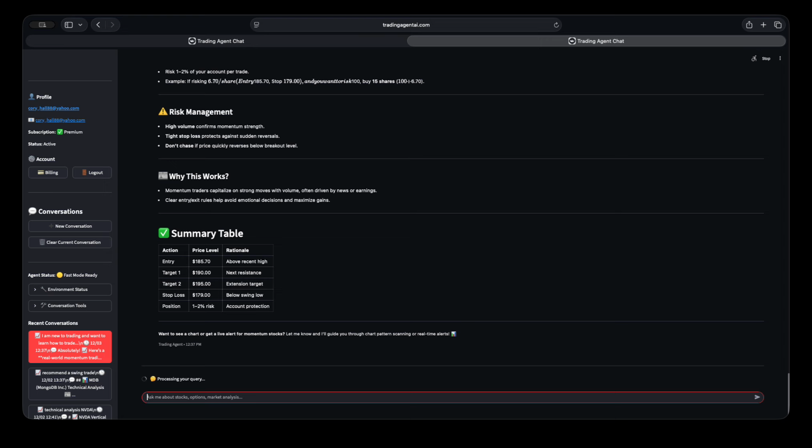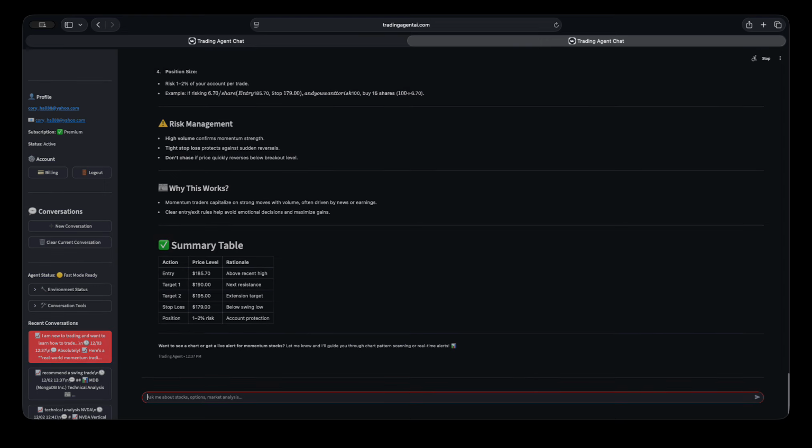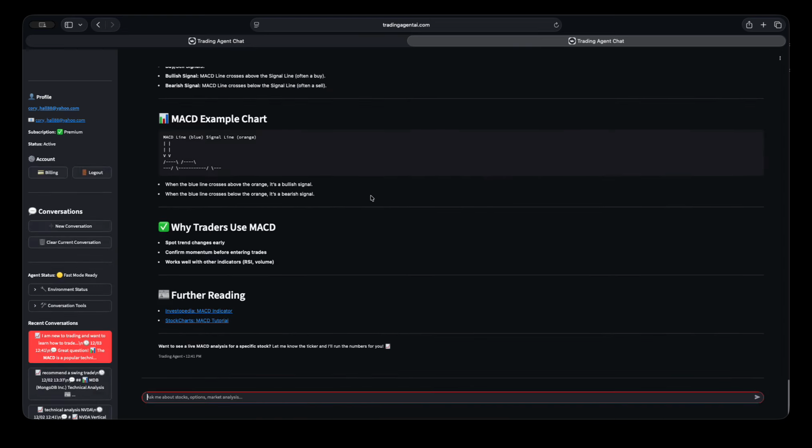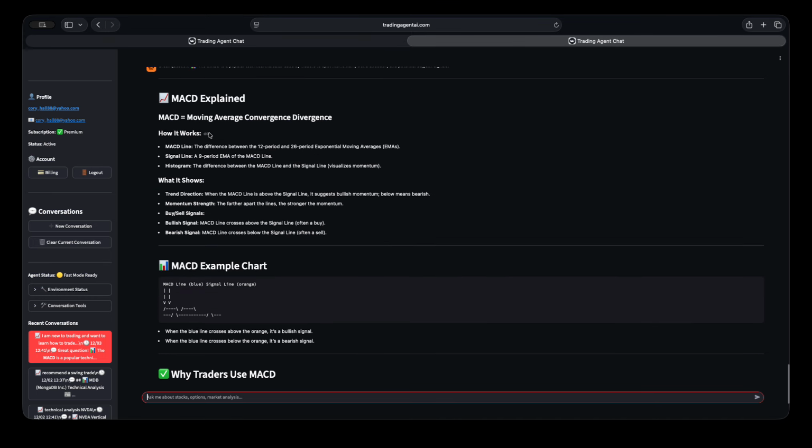You can ask it any questions about any of these things, and it'll give you a deeper explanation and explain to you what it all means. So MACD is the moving average convergence divergence, and how it works is the MACD line is the difference between the 12-period and the 26-period exponential moving averages. The signal line is a 9-period EMA of the MACD line, and the histogram, which is the difference between the MACD line and the signal line, visualizes momentum.